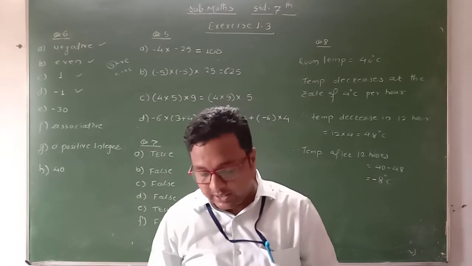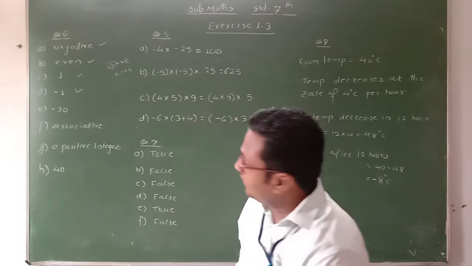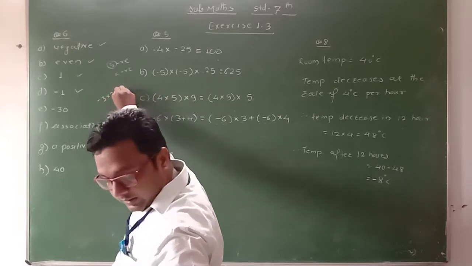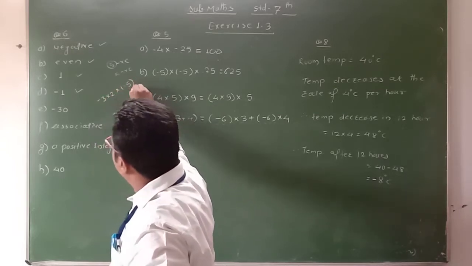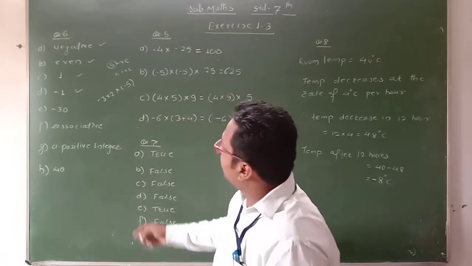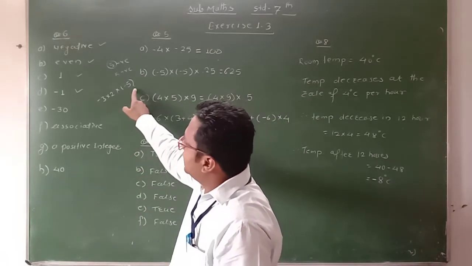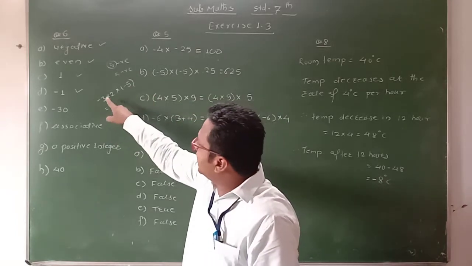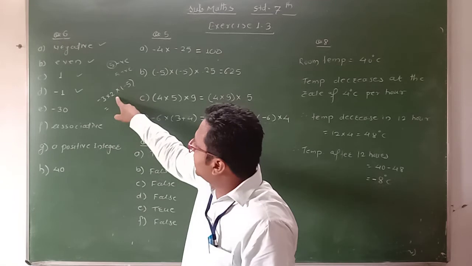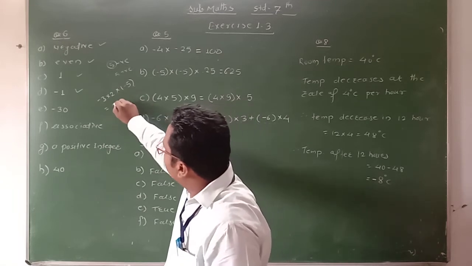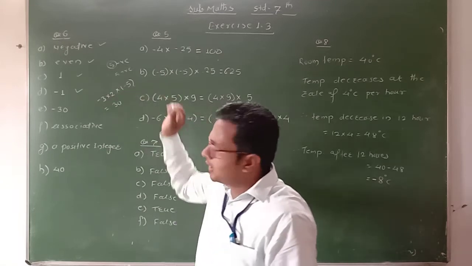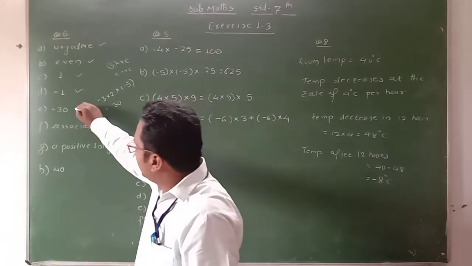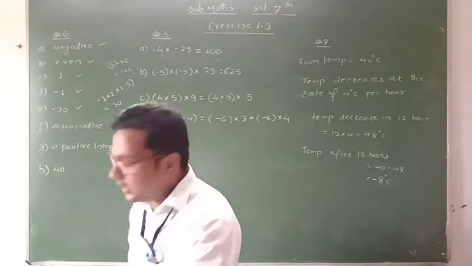Then question E is given: the opposite of minus 3 into 2 into minus 5. In this question, you have to find the opposite of this product. Therefore, first we find the product of these integers. Minus 3 into 2 into minus 5. 5 2s are 10, 10 3s are 30. Here we get positive 30, because two negative integers are there. And its opposite is minus 30. Therefore the answer for E is minus 30.